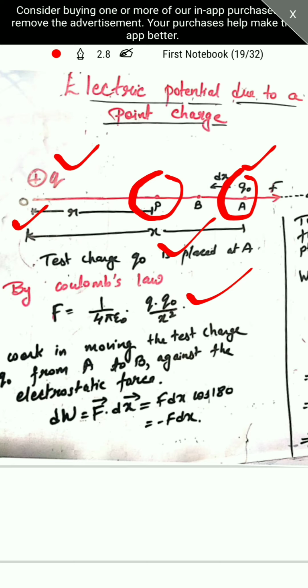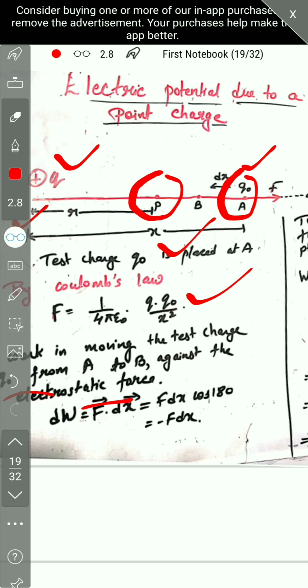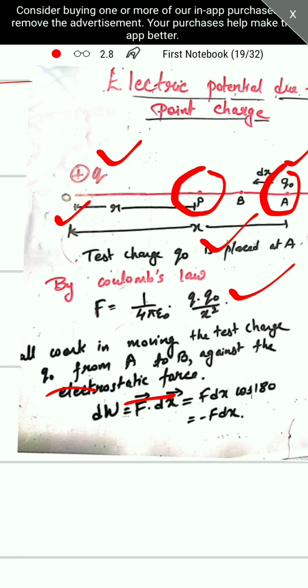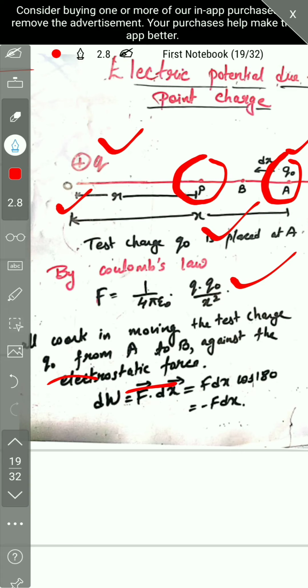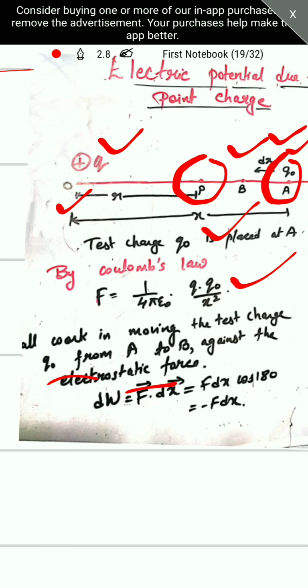Now the small work in moving the test charge from point A to point B, where the distance between points A and B is dx, is given by the dot product of F and dx. This we know, the dot product F dot dx is F dx cos theta, and in this case theta would be 180 degrees, because both are positive charges.